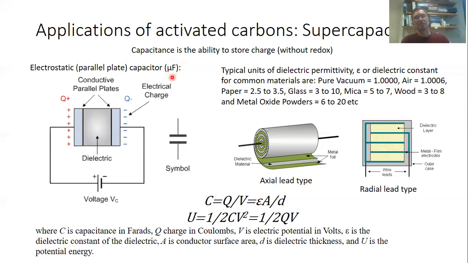The capacitance that you can reach is typically in the order of microfarads. So farads is the unit of capacitance, and micro means that you can store charges in the order of 10 to the minus 6 farads. So generally, the amount of energy that you can store in an electrostatic parallel plate capacitor is pretty small.